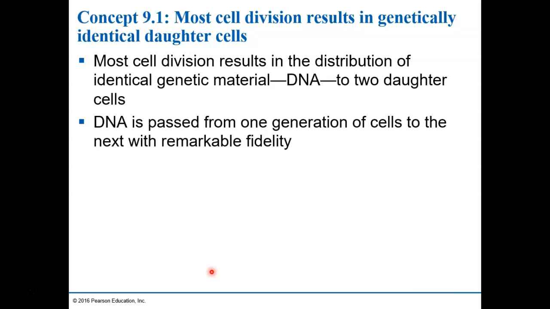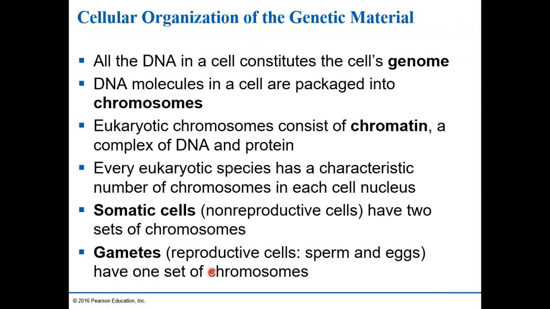So we have to copy all of the DNA and distribute it to the two daughter cells. And we know by thinking about biology, thinking about evolution, that DNA is passed from one generation to the next generation with remarkable fidelity. It's really well conserved. Not a lot of changes happen as we go from cell to cell.